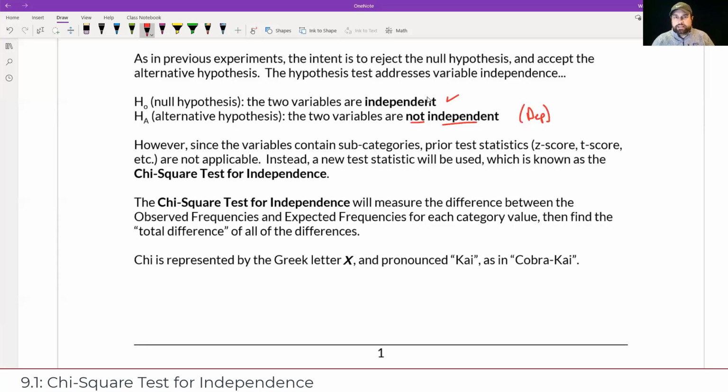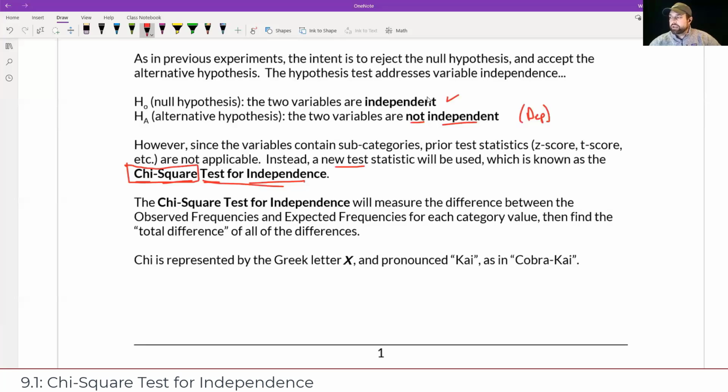So how do we calculate a test statistic for this? Are we looking for a z-score or a t-score? The answer is none of the above, because they don't apply to this type of scenario. Instead, what we need is a new test statistic called the chi-square test for independence. Test for independence because we're testing to see if the two variables are independent. Chi-squared because that is our test statistic.